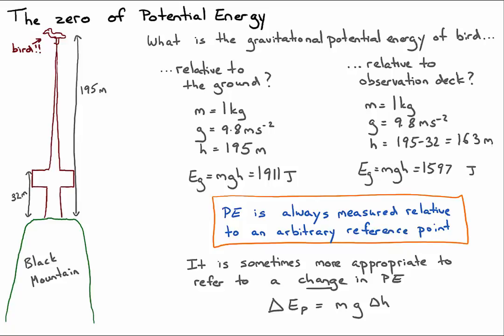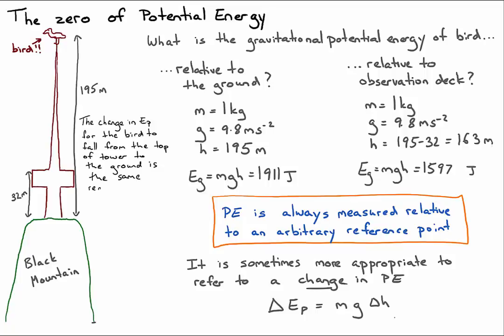And of course, the change in potential energy is the mass, which we're assuming remains the same, the acceleration due to gravity, which is the same in this small space, and then it's the change in height between a starting point and an ending point, which is important. And I'm just going to add another note in here that the change in the potential energy for that bird to fall from, or fly from the top of the tower to the ground is the same no matter what the 0 point is chosen for potential energy.